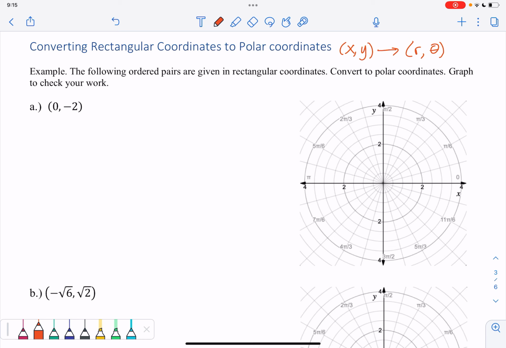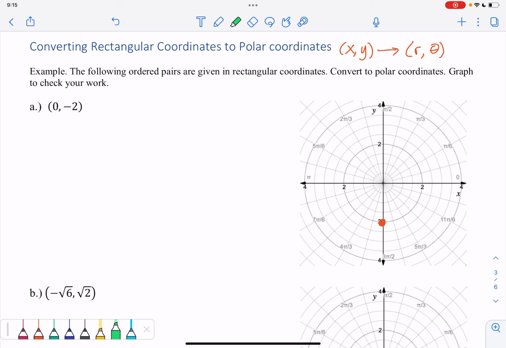Example: the following ordered pairs are given in rectangular coordinates. Convert to polar coordinates and graph to check your work. So in part A, I have the rectangular coordinates (0, -2). If I were to just graph that on a regular xy axis, I would be down here, right? Left to right, 0 units, but then down 2 units. So there is my point, and I say, well, what is that in polar coordinates?